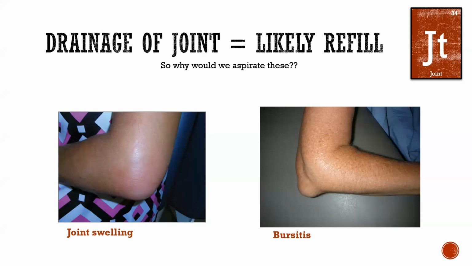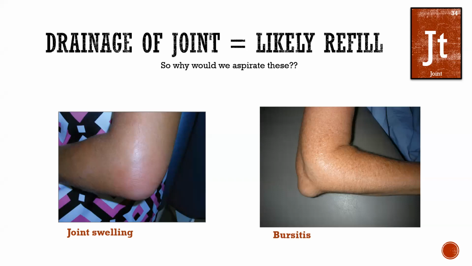I always like to talk to my students about the difference between joint swelling and bursitis swelling. Notice again that the bursitis is sort of small and contained, whereas the joint is very circumferential. It's all the way around that joint, even on the medial aspect, whereas with the bursitis, you only have swelling on that very tip of the elbow.